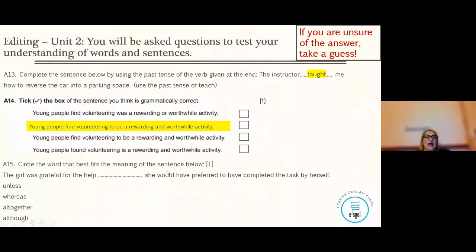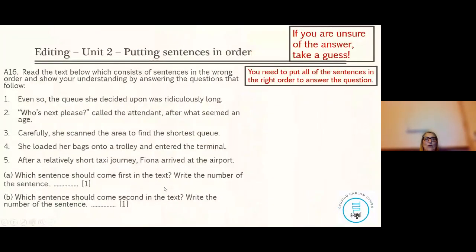The girl was grateful for the help, whereas she would have preferred to have completed the task by herself. So again, that doesn't really fit because it's not comparing. The girl was grateful for the help, altogether she would have preferred to have completed the task by herself. Again, that word doesn't fit in that sentence. And the girl was grateful for the help, although she would have preferred to have completed the task herself. So again, that fits because she's grateful for the help, but we know that she would have preferred to have done the activity on her own. Okay, so we know that the one to fit is that one.